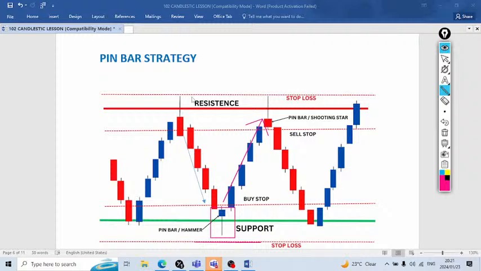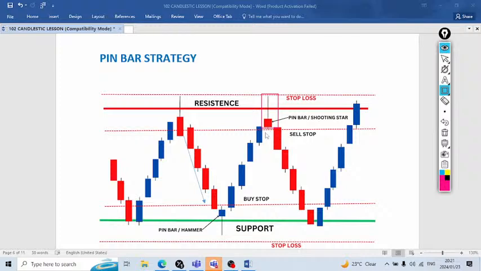So this is the same thing when you're talking about a shooting star. With a shooting star, you'd want to wait for price to come to a level of resistance. Then when there's an appearance of a shooting star, you then have to wait. This is a shooting star. Wait for the candle to close.